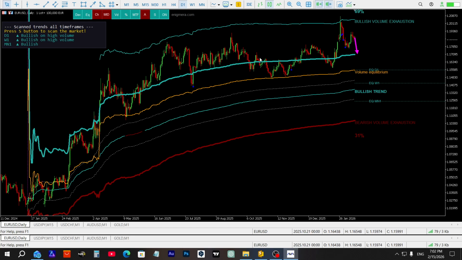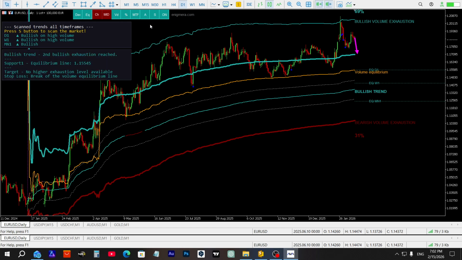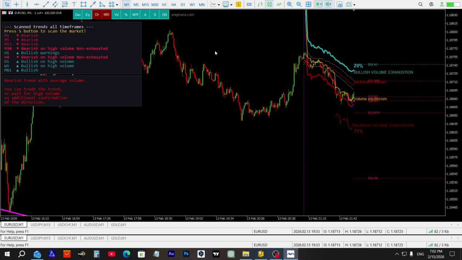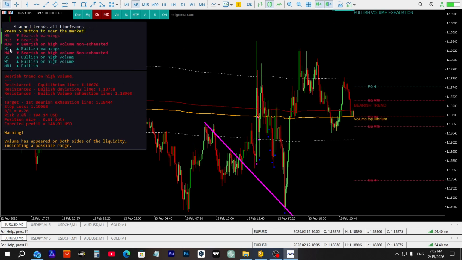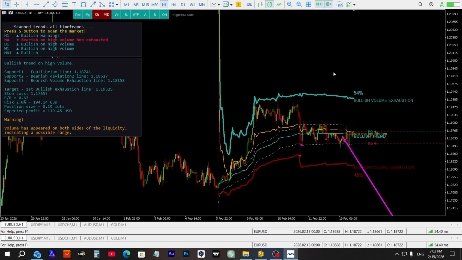What else to show you? You can press the A button and immediately the analysis will be shown in front of your eyes. Okay, for example, this 1 hour bullish trend with warnings. If it's interesting to you what are the warnings here, you can switch to 1 hour time frame and you will see that volume has appeared on both sides of the liquidity, indicating a possible range.